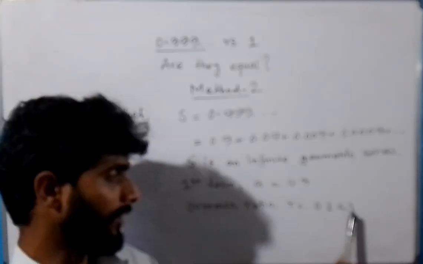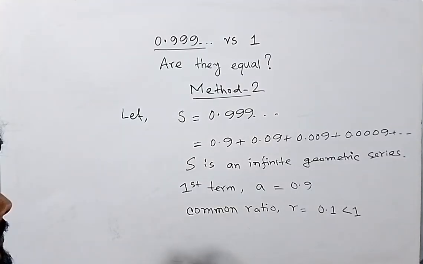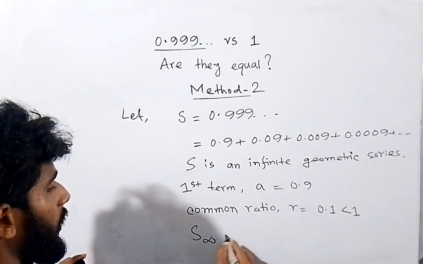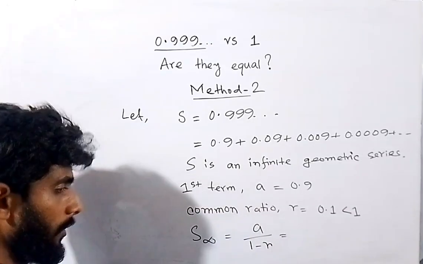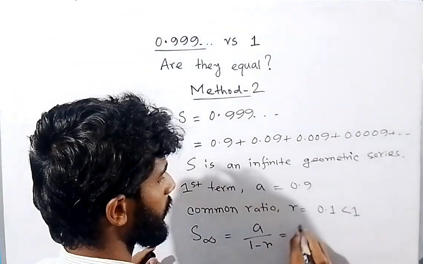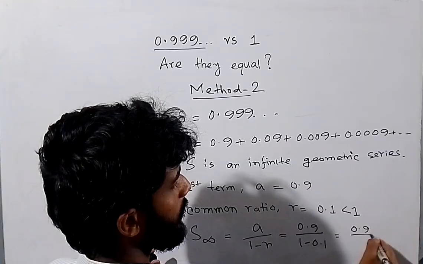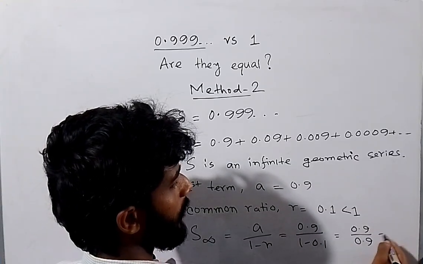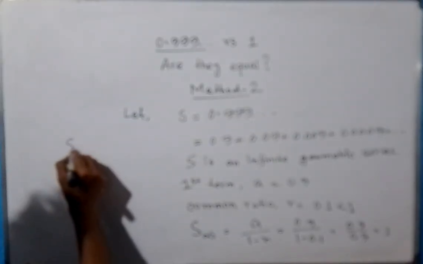Why should I take this less than 1 here? Because I want to calculate the summation of this geometric series. For any geometric series whose common ratio is less than 1, there is a summation. The summation S infinite is calculated by a divided by 1 minus r. Now I just put the values of a and r here. a is 0.9, and 1 minus r is 0.9. So 0.9 divided by 0.9 is 1. So S infinite is strictly equal to 1.